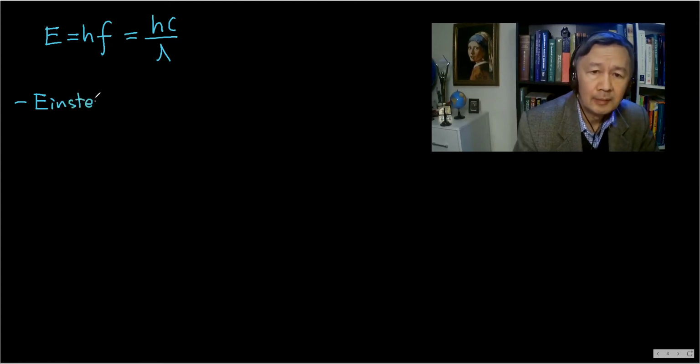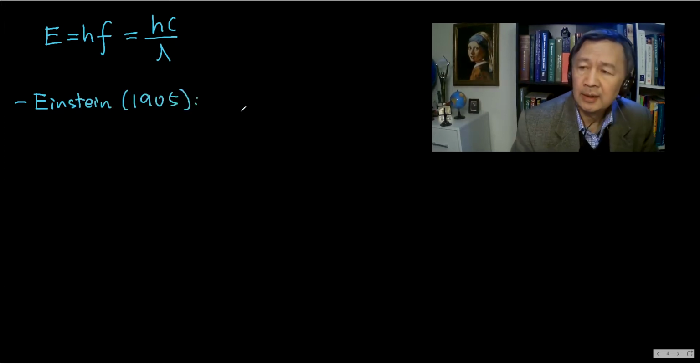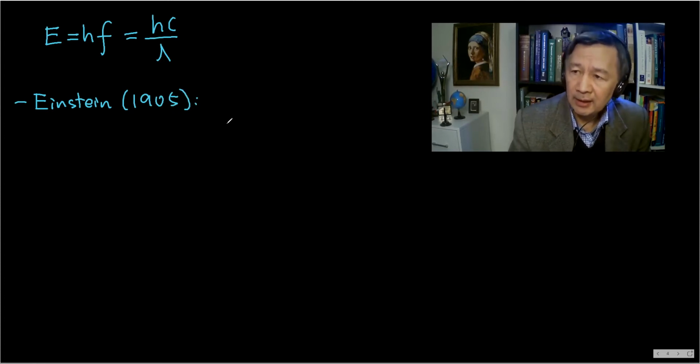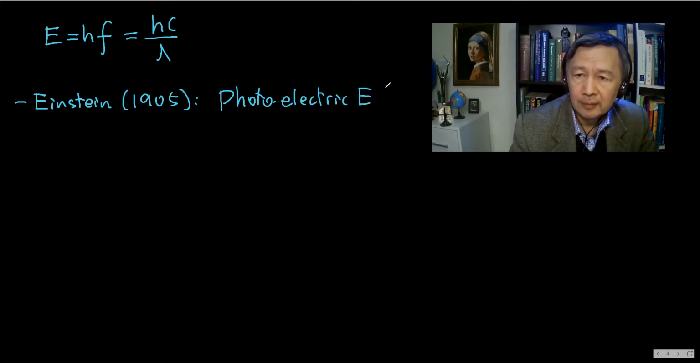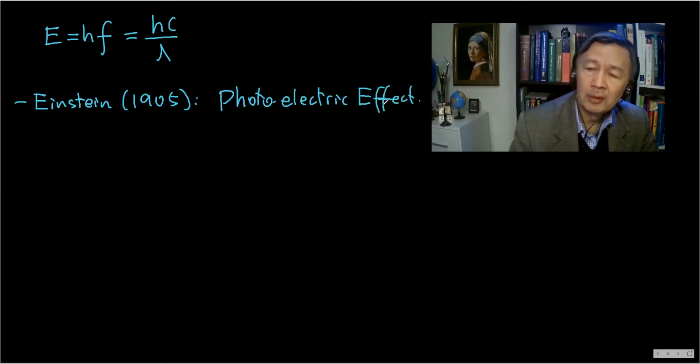In 1905, Einstein explained another unexplained experiment around the turn of the 20th century, and that is what we call the photoelectric effect. We'll talk about the photoelectric effect in another video, but here I just write his formula.